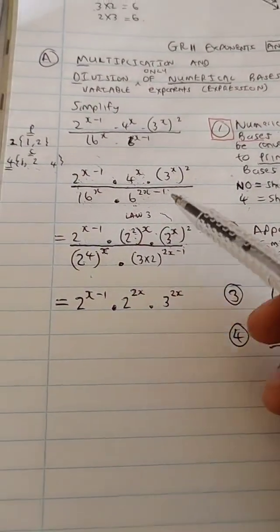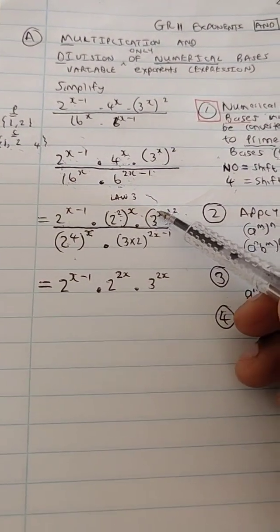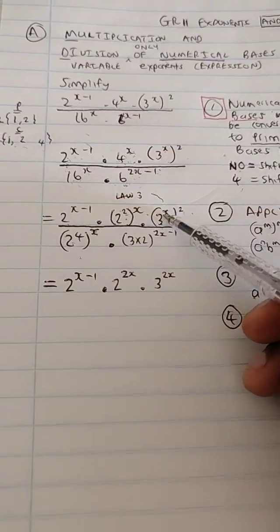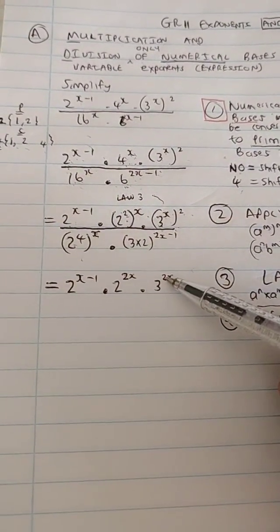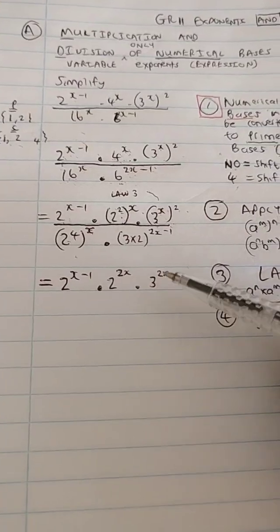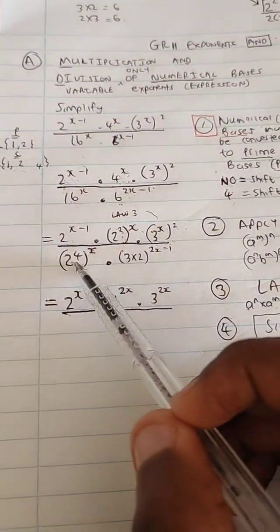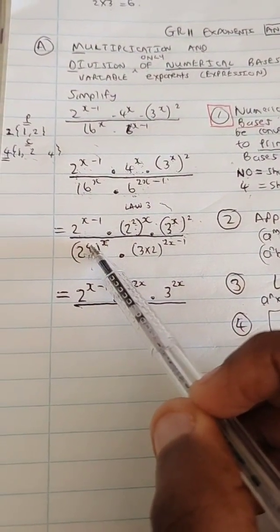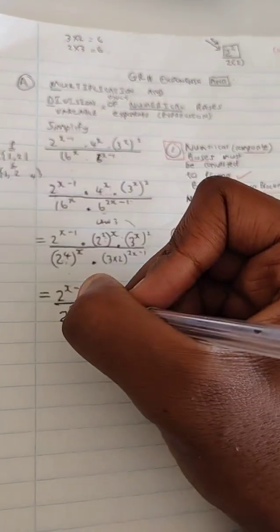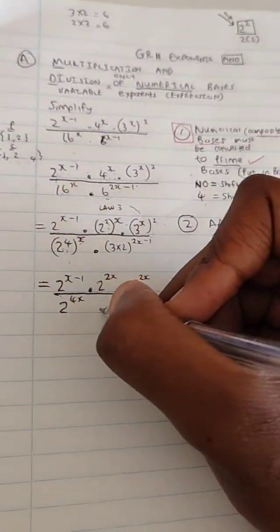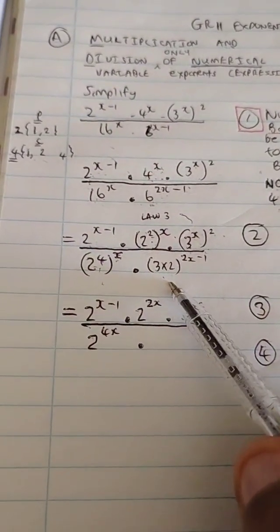Make sense, guys? You apply the exponent by multiplication, you apply it to the exponent that is there. So that's just 3 to the power 2x. Please, guys. We can apply law number 3 here as well. That's going to be 2 to the power, what's 4 times x? 4x. We can apply law number 3 here as well, but let's be careful.